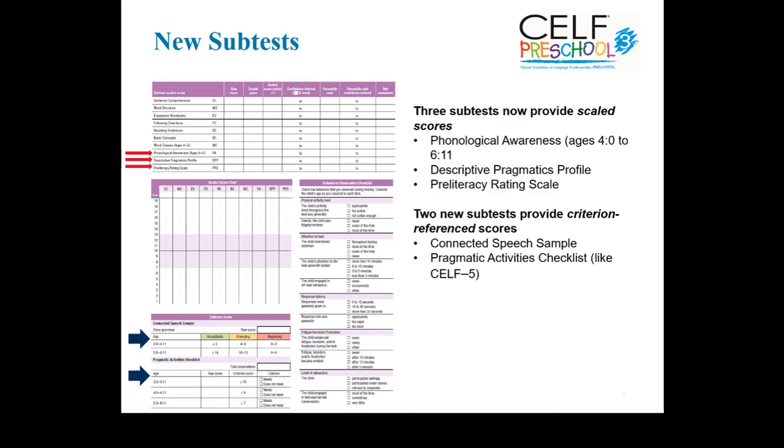Additionally, there are 2 criterion reference scores. The connected speech sample, which evaluates language skills in the context of a language sample to determine if the child's skills are acceptable, emerging, or beginning. And the pragmatic activities checklist, which was designed to assess social language skills that may interfere with a child's interactions and performance in various settings.